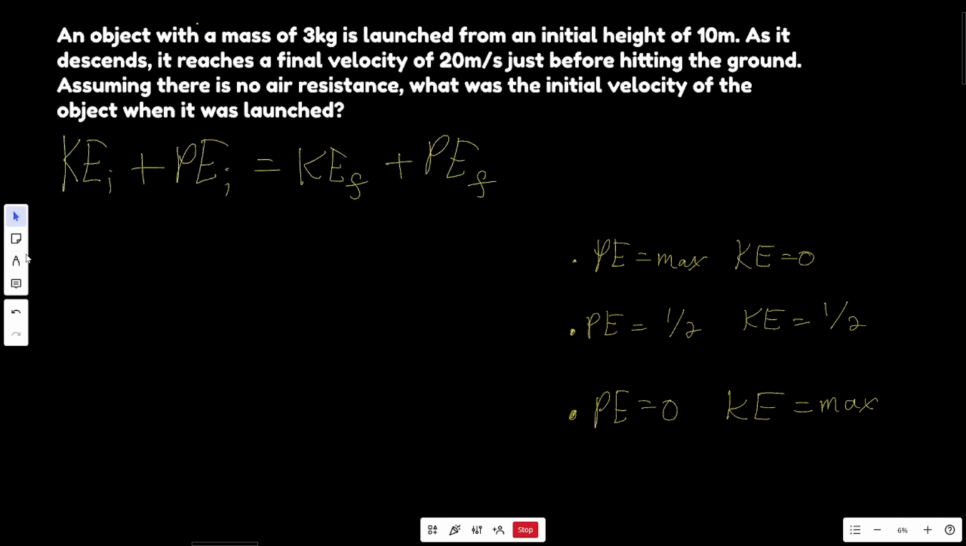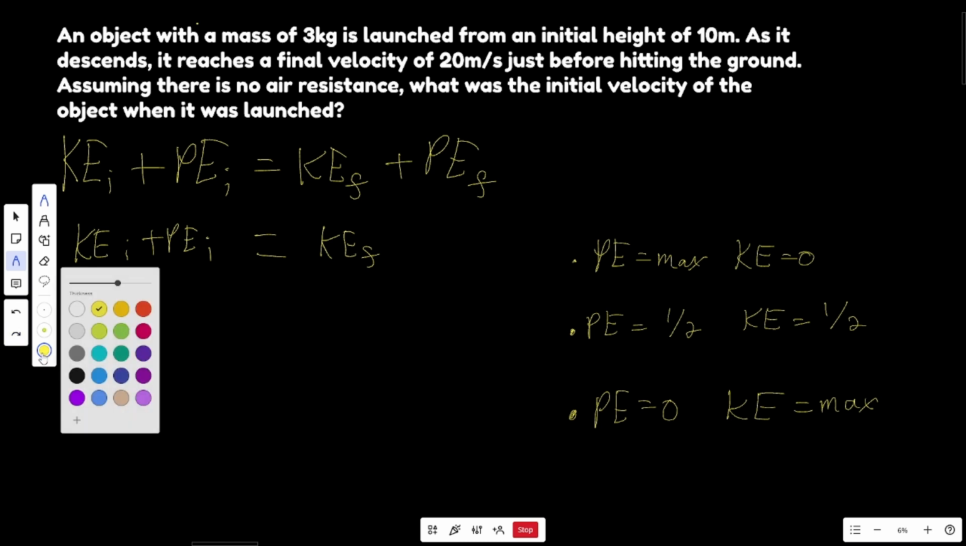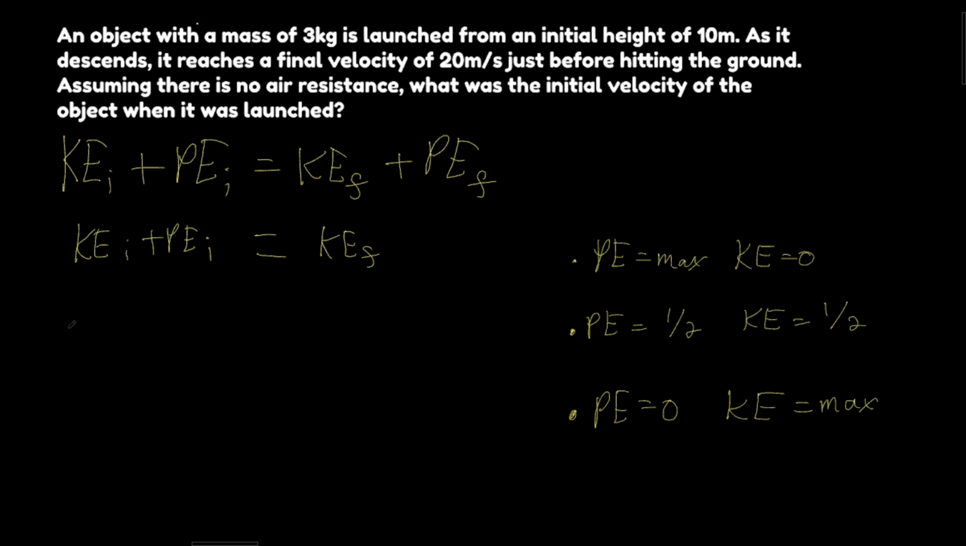is equal to 0. So our new equation is just KEI plus PEI is equal to KEF plus 0. So that said, we can just remove it. And we know this because of the conservation of energy. So from here, we can actually figure out how to derive for the initial velocity now.